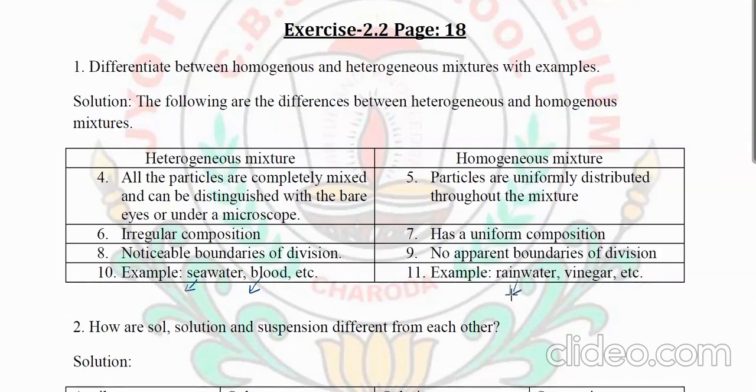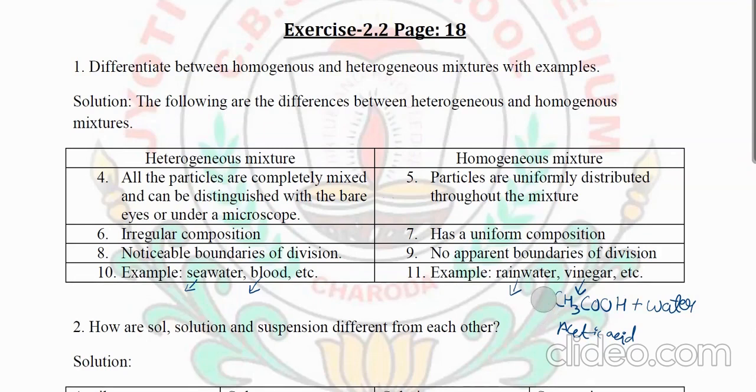Next, rainwater. In rainwater, many minerals are dissolved, but when we collect rainwater in a container, it looks like pure water only. We cannot distinguish that any soluble substances are present in it. Vinegar is also an example. In vinegar, the formula is CH3COOH, which is acetic acid, mixed with water. So vinegar is acetic acid plus water, a type of solution. With our bare eyes we cannot distinguish the acetic acid and water in vinegar. We will see only a water-like substance.